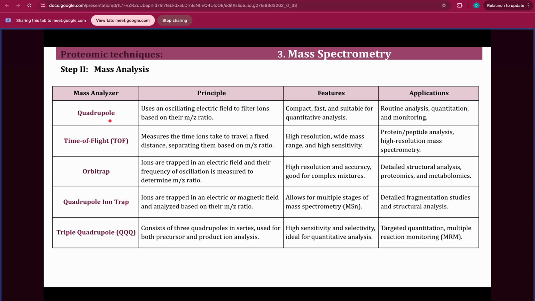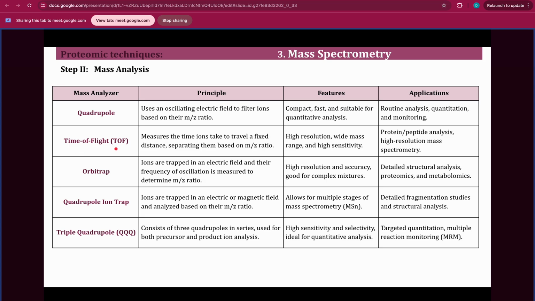So one is quadrupole. It uses an oscillating electric field to filter the ions based on their mass to charge ratios. So in this case an oscillating electric field is used. It is quite fast and compact, and it is used for quantitative analysis. Mostly routine analysis, quantitation and monitoring, quadrupoles are used.